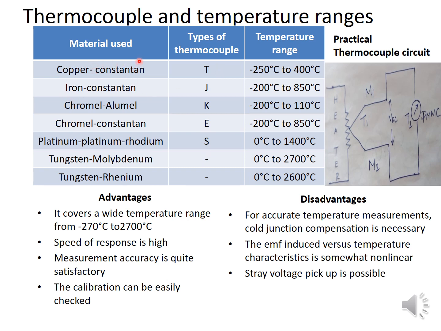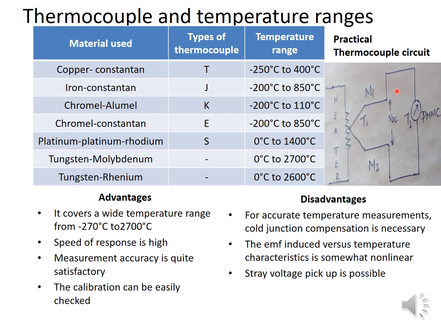Every combination of these materials has an operating range. That is, copper constantan will operate from -250 to 400 degrees Celsius. Similarly, every combination has its own operating range. Now we can see a practical thermocouple circuit. In this circuit there is a heater. Assume we take this as a water heater used in day-to-day life. Whenever you switch on this heater, the resistive element gets heated.